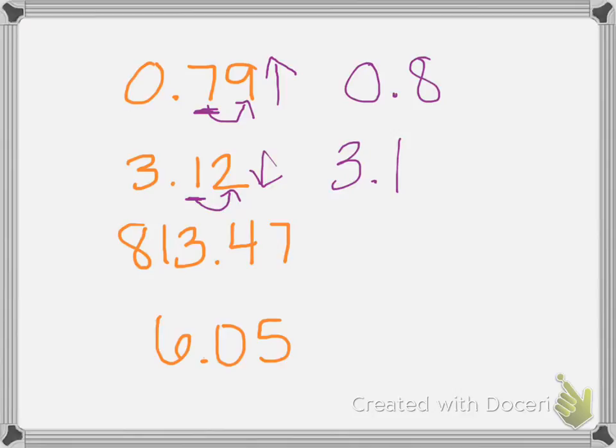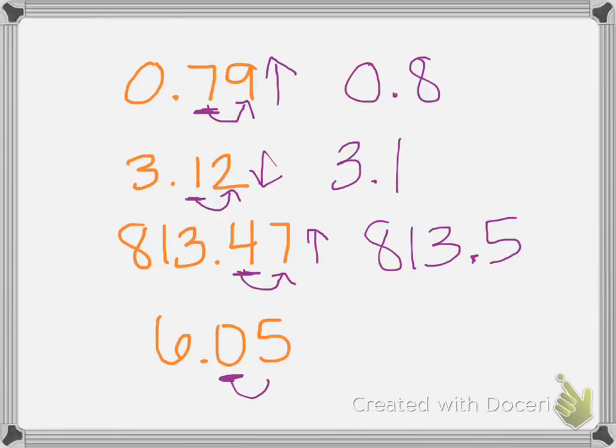813 and 47 hundredths. The 4 is in our tenths place, so we look to the right, which means we round up since it's a 7. So we have 813, and we round our 4 tenths up to 5 tenths. And the last one, we have 6 and 5 hundredths, so we have a 0 in our tenths place. We look to the right, since it's a 5, we round up, so we round our 0 tenths up to 1 tenth.